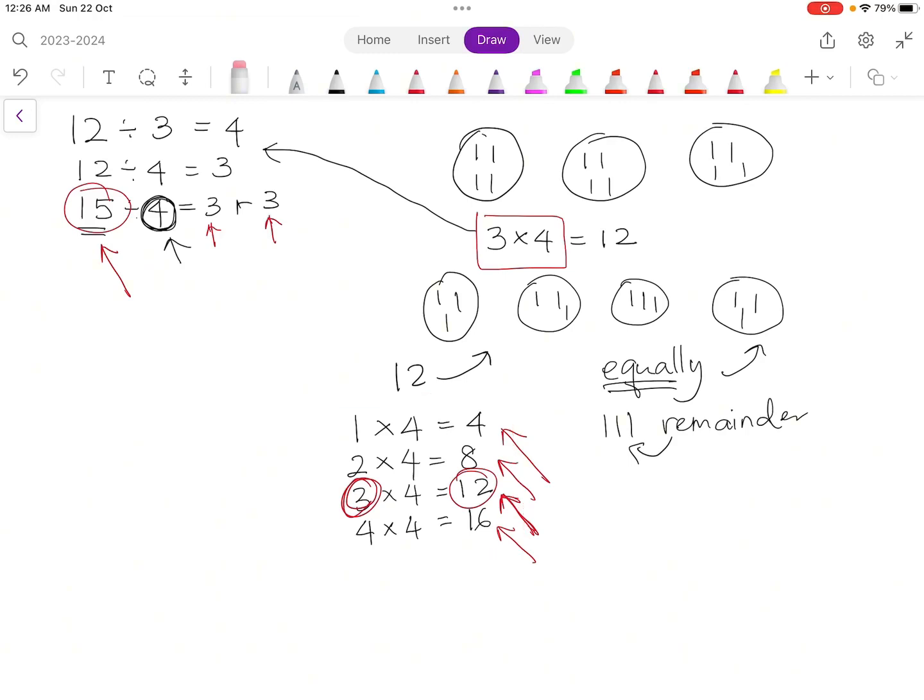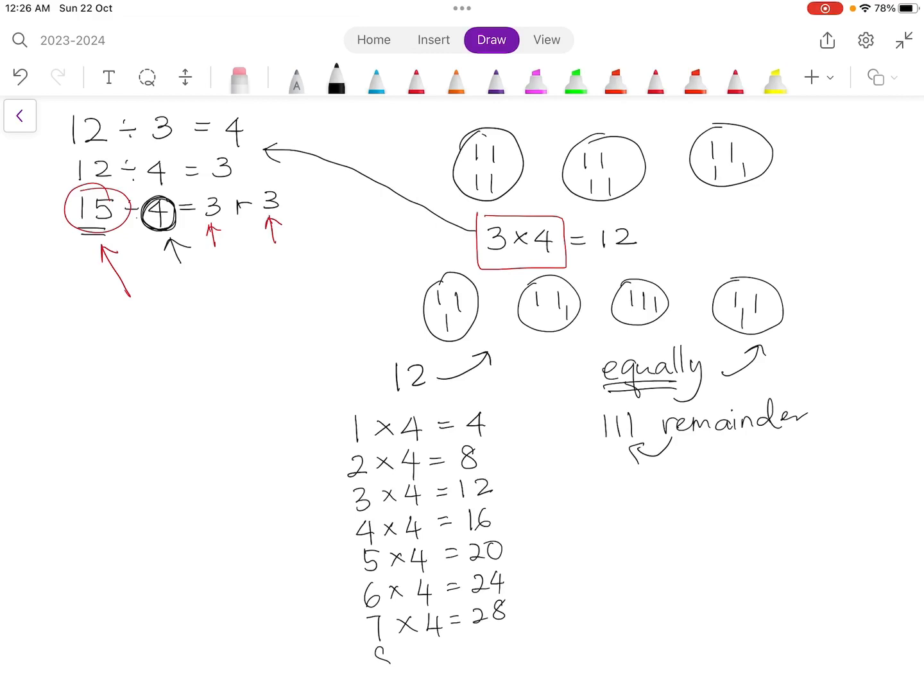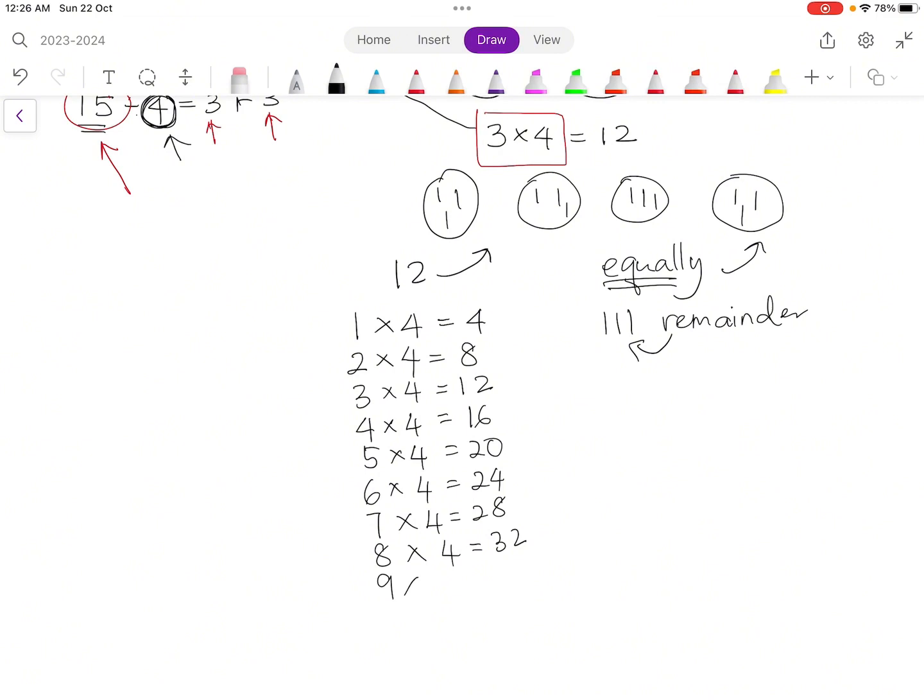We just use the same multiplication table, right? So ensure that you are okay with the multiplication of 4. Now, what's 5 times 4? That's 20. What's 6 times 4? That's 24. What's 7 times 4? That's 28. What's 8 times 4? That's 32. So 9 times 4 is 36. Okay, and then 10 times 4 is 40.